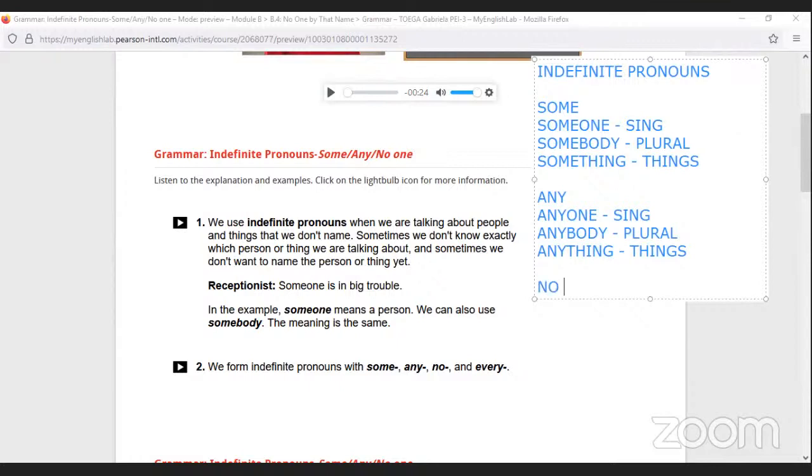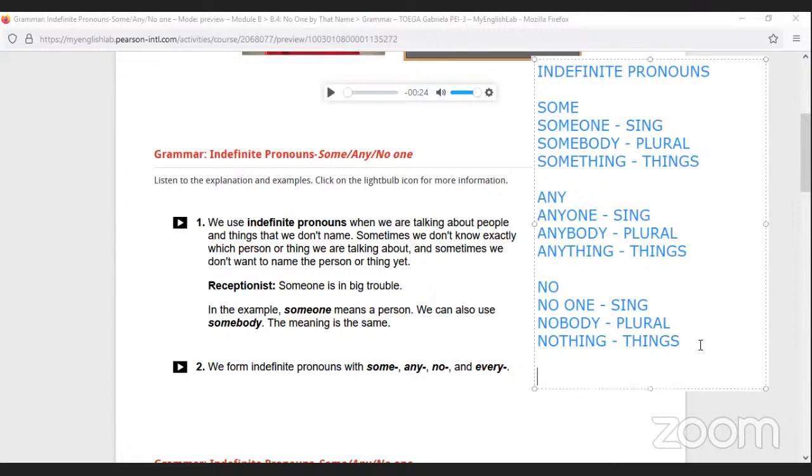The other one that we have is no. We could use no alone, and we could use no one, nobody, nothing. And this is similar in meaning in Spanish. Anyone and no one mean the same, singular. Nobody and anybody mean the same. And nothing and anything mean the same. These three are the same as these three, okay? In just a second, we're going to see the difference between them.